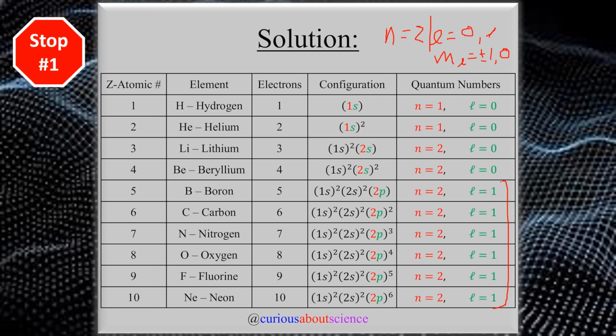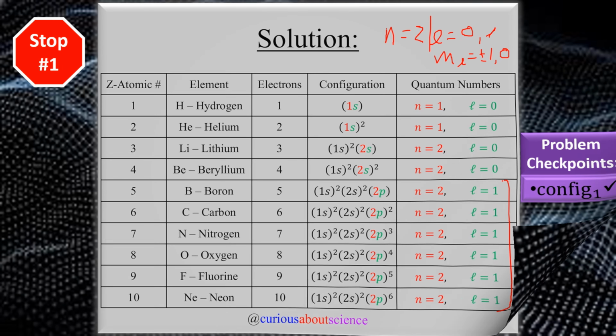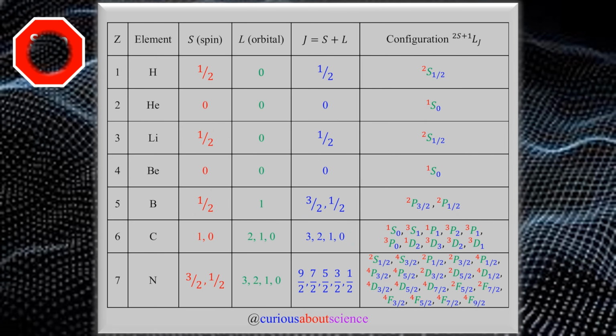But now let's dive into the crux of this and finish off this part A. That being said, problem checkpoint, we saw how to deal with configuration 1, and we're good to go. Let's dive into something a little more nitty and gritty and deal with the total spins and angular momenta. Alrighty, heading into stop number 2, we have quite a handful to deal with, as you could probably tell instantly by looking at the table.